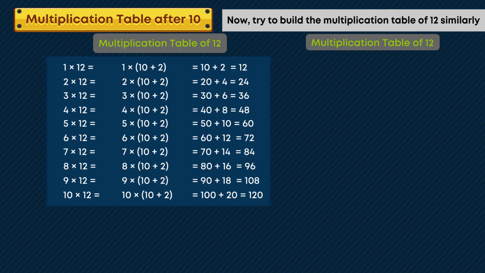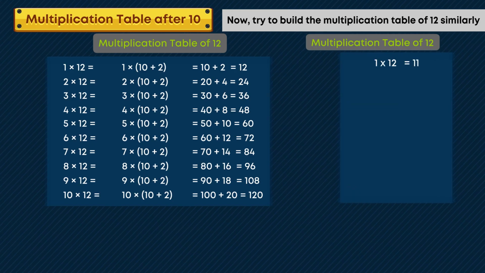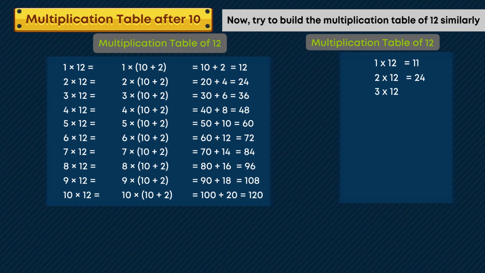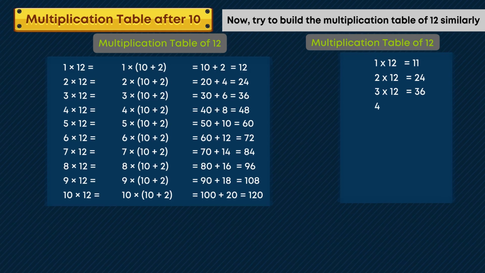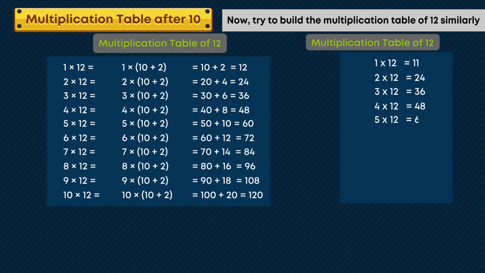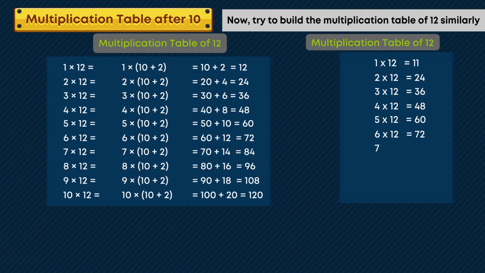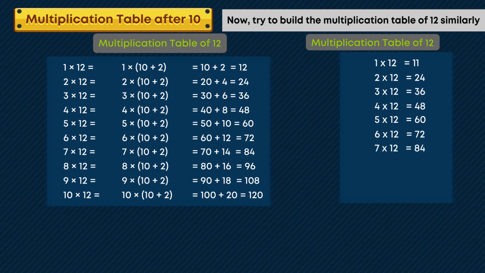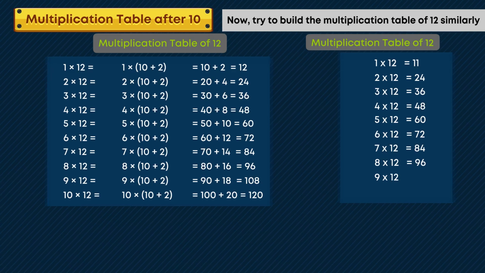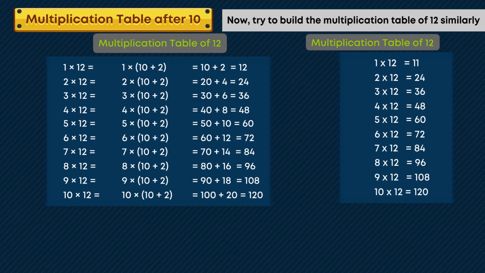Multiplication table of 12. The table will be read as 1 times 12 is equal to 12. 2 times 12 is equal to 24. 3 times 12 is equal to 36. 4 times 12 is equal to 48. 5 times 12 is equal to 60. 6 times 12 is equal to 72. 7 times 12 is equal to 84. 8 times 12 is equal to 96. 9 times 12 is equal to 108. 10 times 12 is equal to 120.